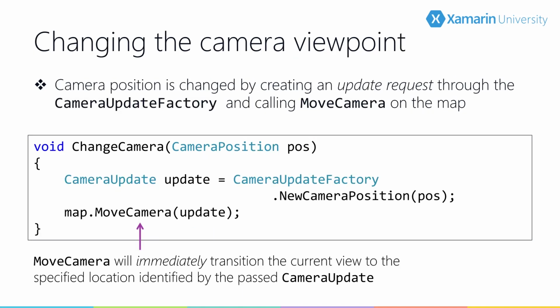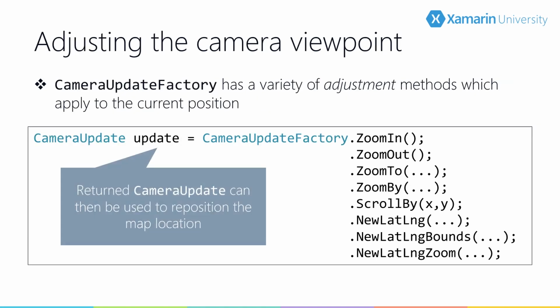The first way we can adjust the map's position is through the move camera method on the Google Map object. This takes a camera update object, which can be created directly from a given position through a factory method, as you see here. This will redraw the current map view at the given position, taking into account all of the parameters: the zoom, the tilt, the location, the bearing, and so forth.